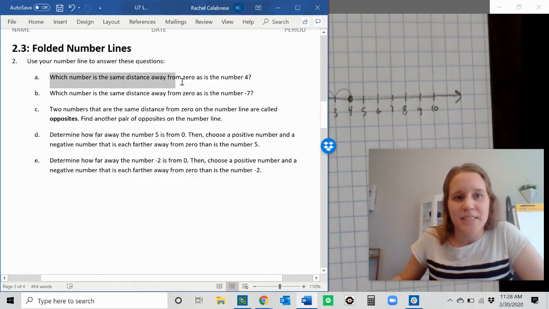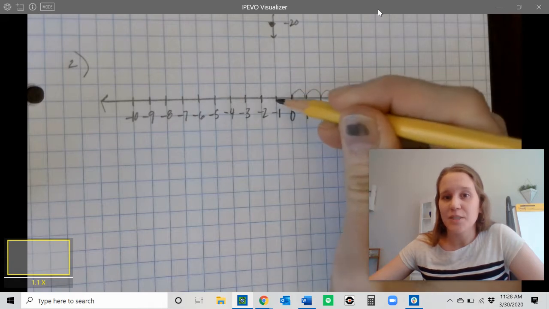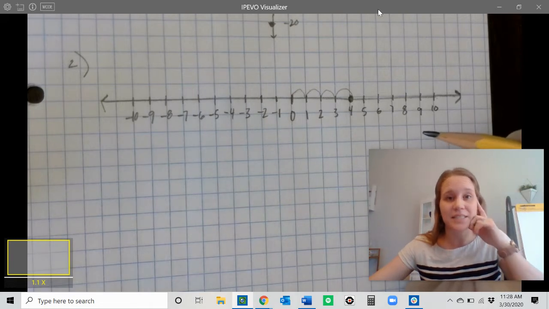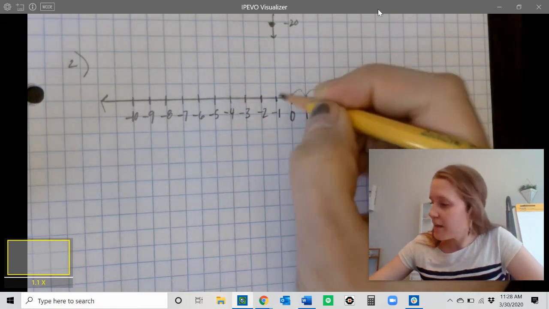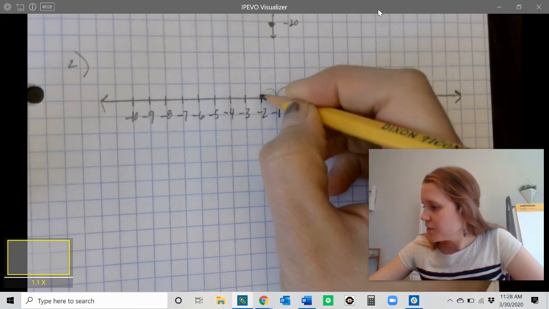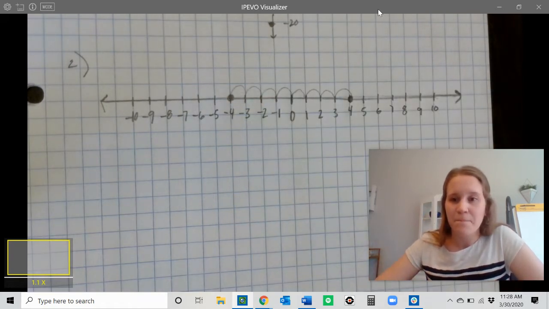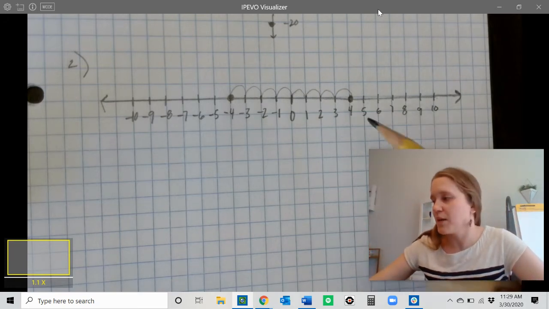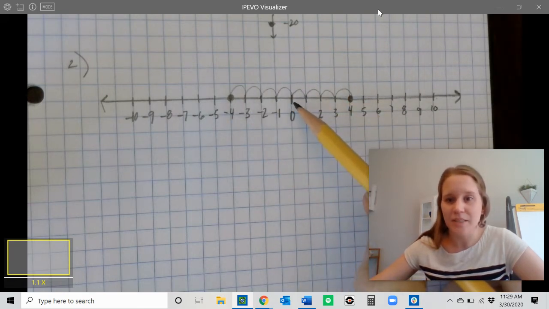which number is the same distance away from 0 as is the number 4? So I see that the number 4 is 4 spaces to the right of 0. So if I want to find another number that's that same distance away from 0, I'm actually going to move to the left. So I'm going to start at 0 and go 4 spaces to the left. 1, 2, 3, 4. I land on -4. So this question, A, asks me what number was the same distance away from 0 as 4? I know that the number -4 is the same distance away from 0 as 4.